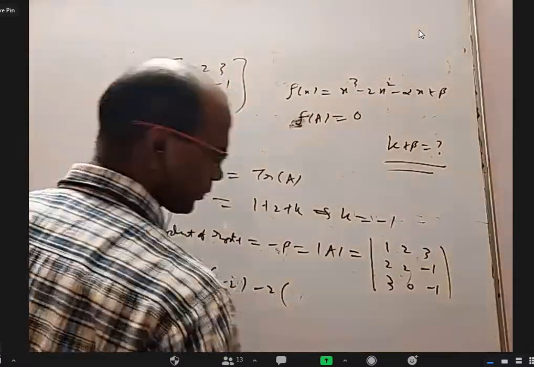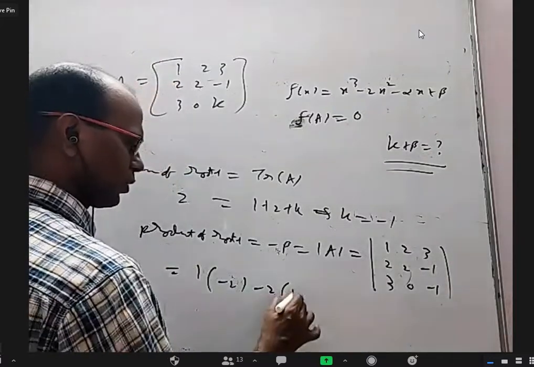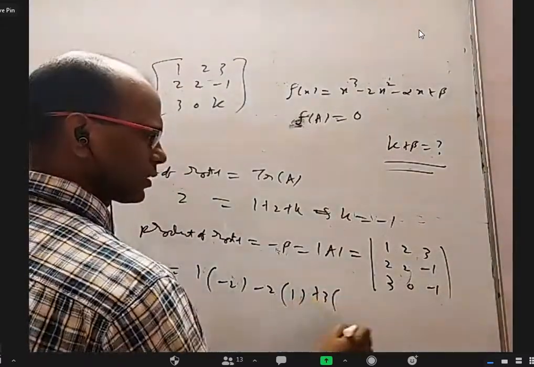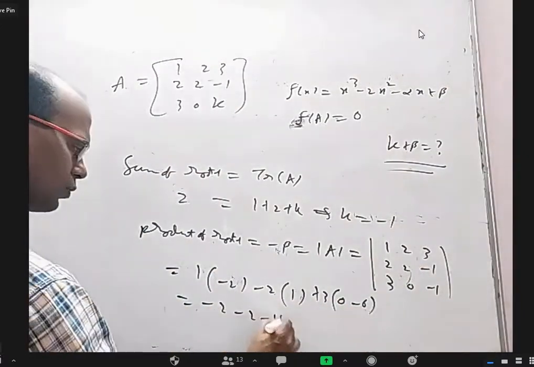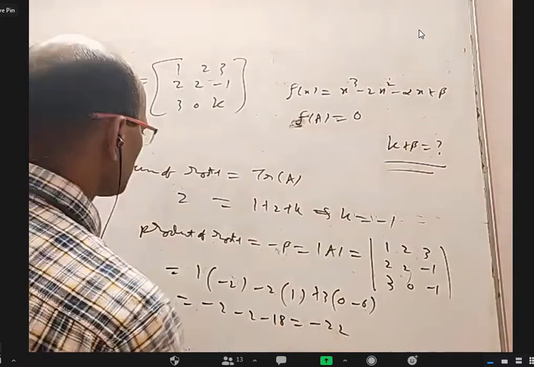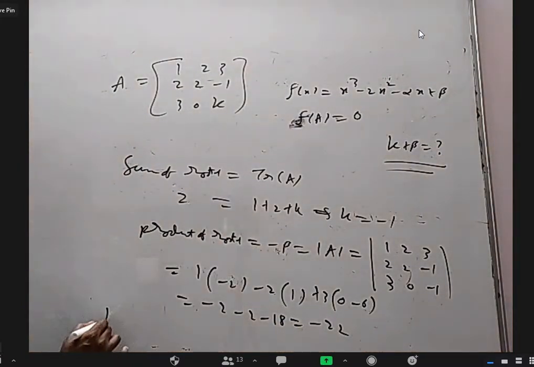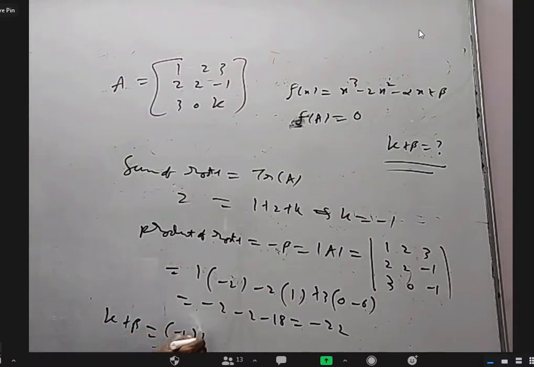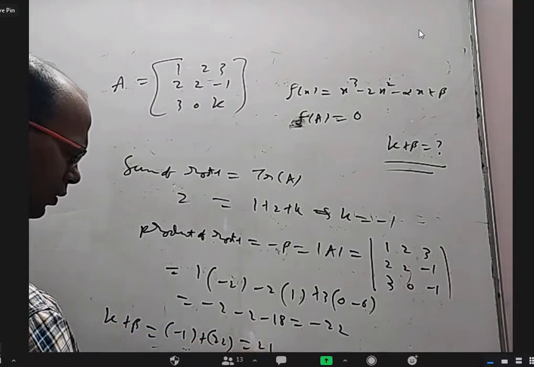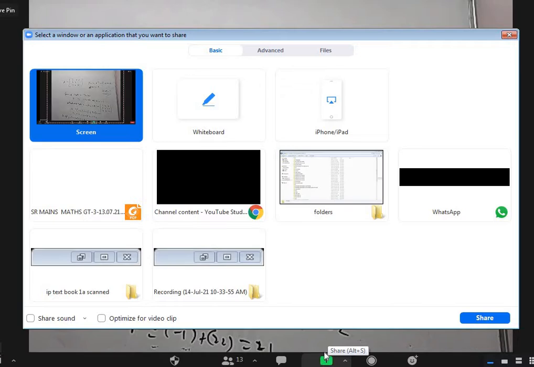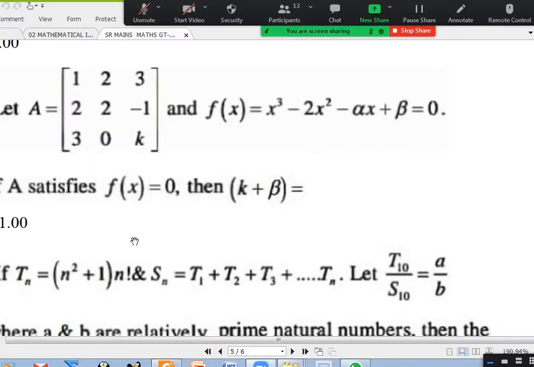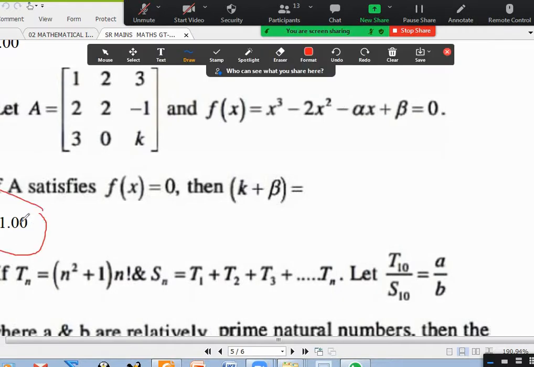Small thing, that may expand 1 into minus 2, minus 2 into minus 2 plus 3 is 1, plus 3 into 0 minus 6. So minus 2 minus 18 is minus 22. So β is plus 22. So k plus β, k is minus 1, β is plus 22. Maybe it is 21. Yeah, the answer is 21. You can see here. So this is just one example of that.